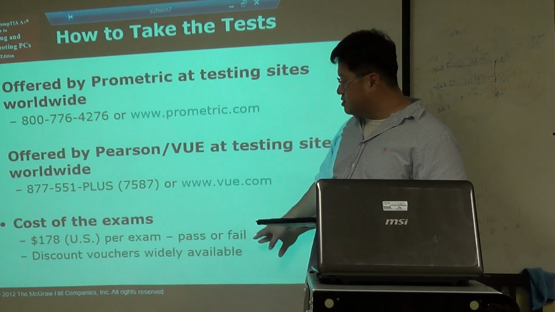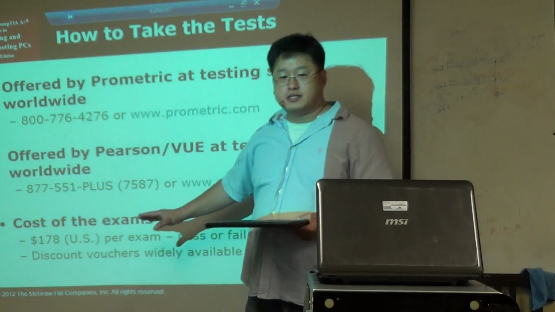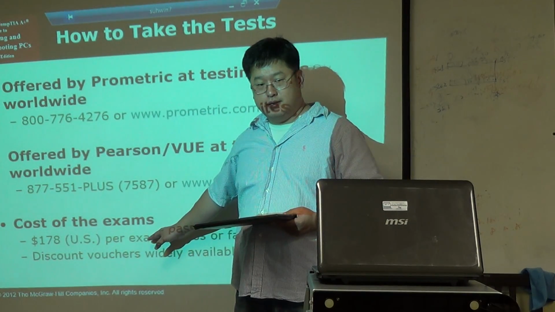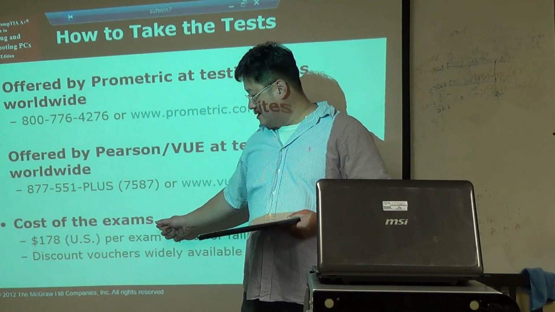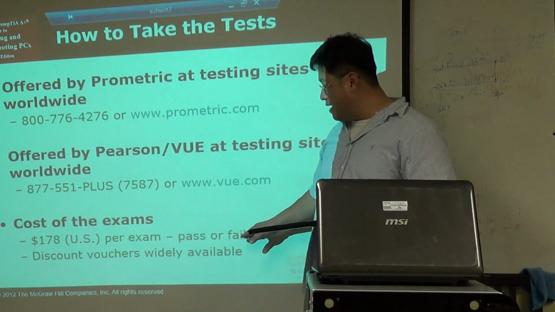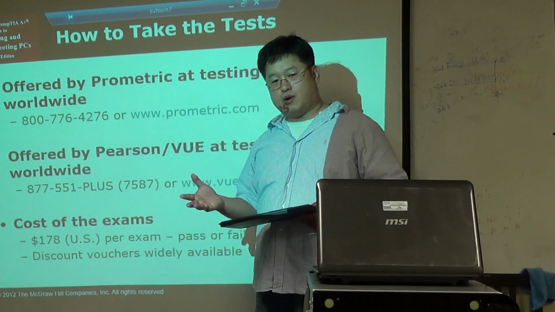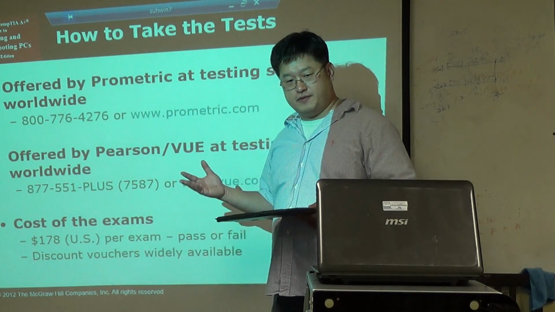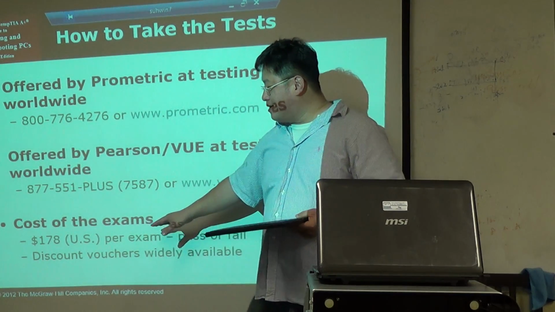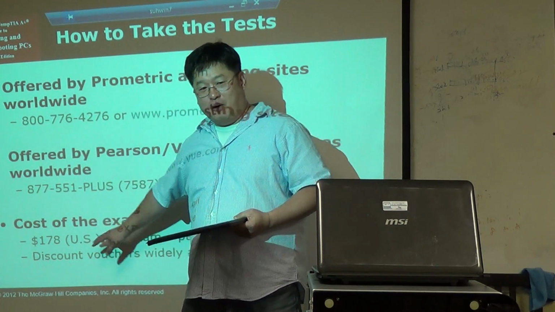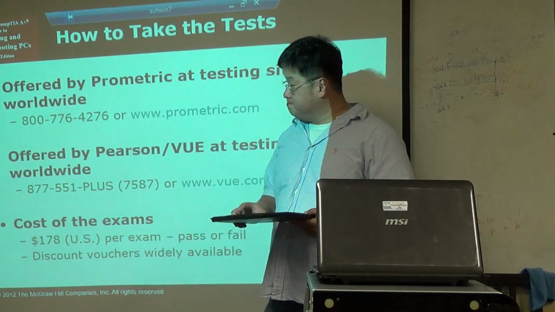The cost of the exam is $178. This is for one exam only, so you can multiply it, and it costs more than $300. The exam type is pass or fail. There is no score for that; they just show you pass or fail. And by the way, do not pay this amount. Always look on the internet. There's a discount voucher you can use.